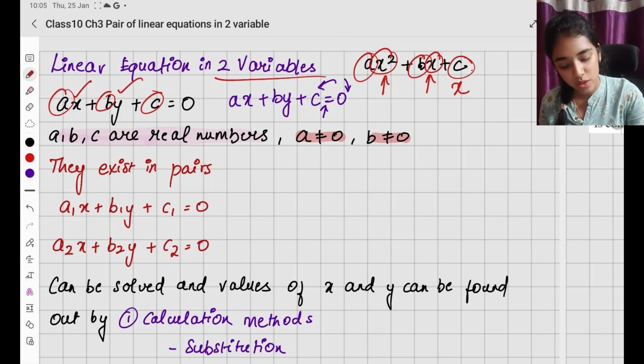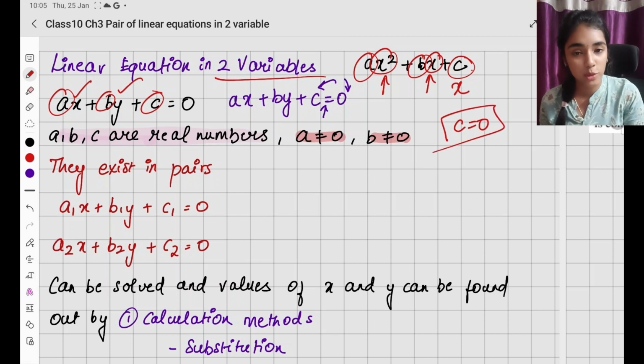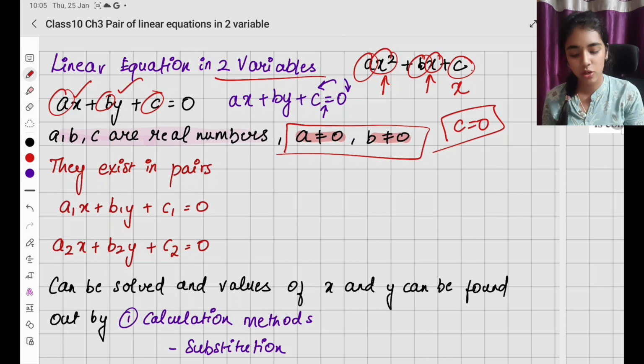Ipa a equal to 0 nu achna enna agum, a and b are 0 na we have c equals 0. So this is not going to be a linear equation in two variables, correct? So you need a not equal to 0 and b not equal to 0. So this is also important. And idhula important ah enna na, they exist in pairs.